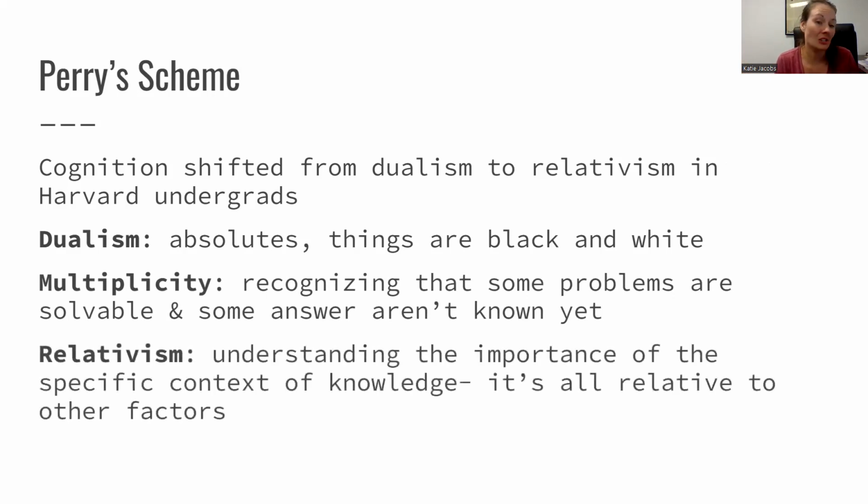Then that went on to relativism. So this is kind of the last stage of Perry's scheme, and understanding the importance of specific context of knowledge, it's all relative to other factors. So you can be given some details, but without knowing context, you really cannot make a decision.